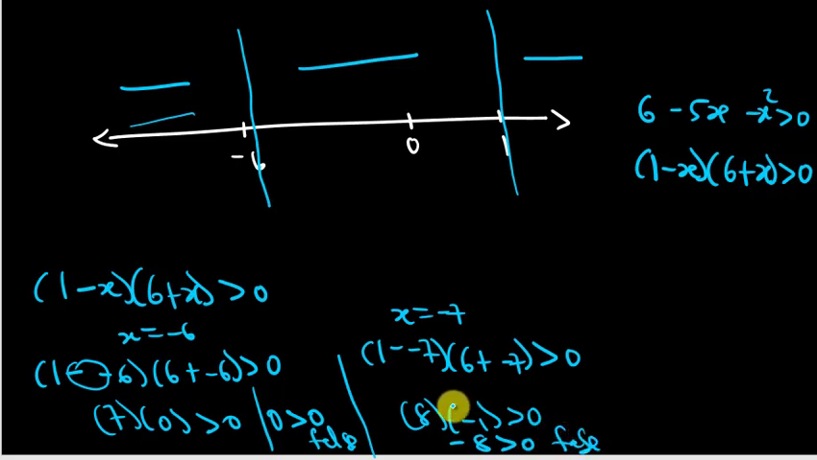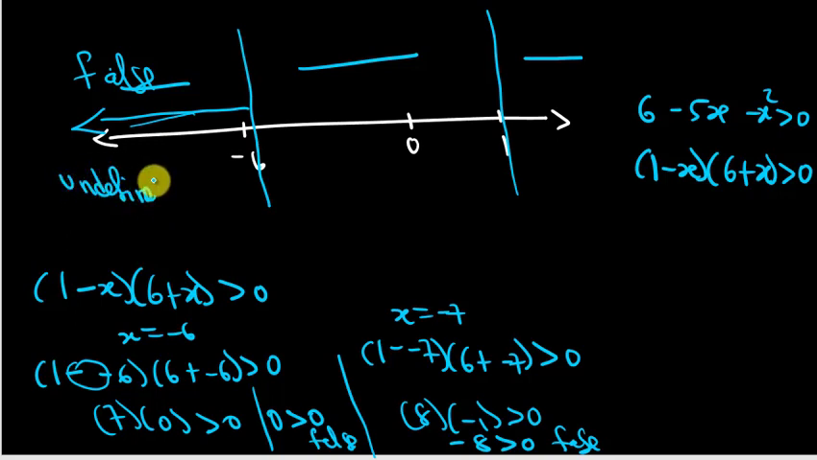If that is the case, it means that all the values from negative 6 down to negative infinity can't satisfy the quadratic inequality, so they are all false. They make the quadratic inequality undefined. If this side is false or undefined, then definitely this side too is going to be false or undefined.